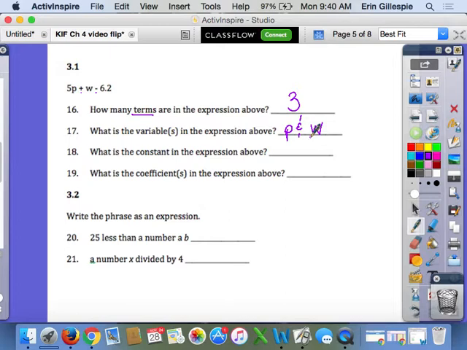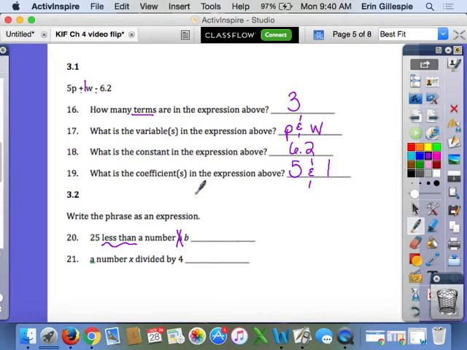What's the constant in the expression above? The constant would be the 6 and 2/10. And what's the coefficients in the expression above? Since there were 2 variables, that means there's 2 coefficients. 5 is the coefficient of the p, and 1 is the coefficient of the w. Remember, if you don't see a number in front of the variable, that number in front of it is a 1. 3.2, write the phrase as an expression. 25 less than a number b. Oops, that's a typo there. That should just be a number b.